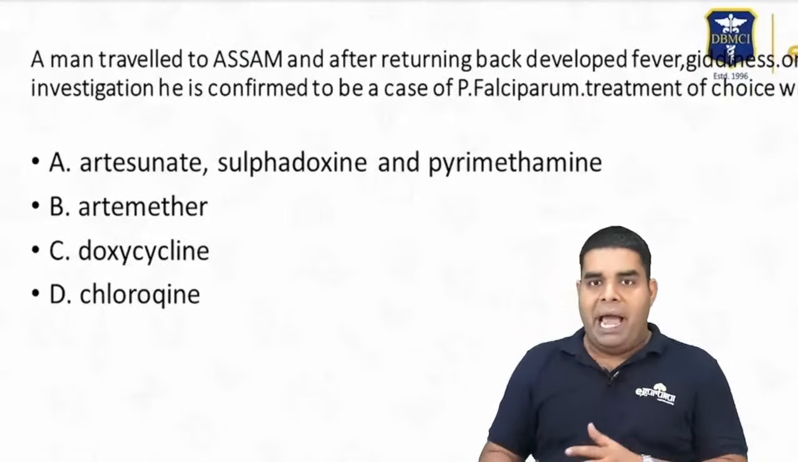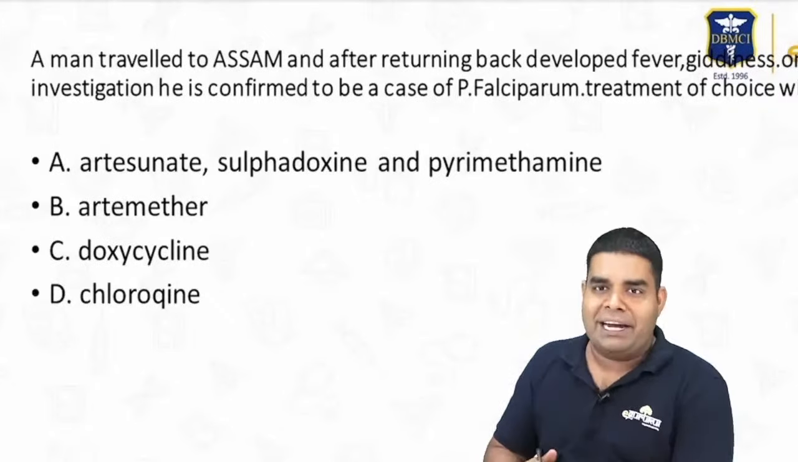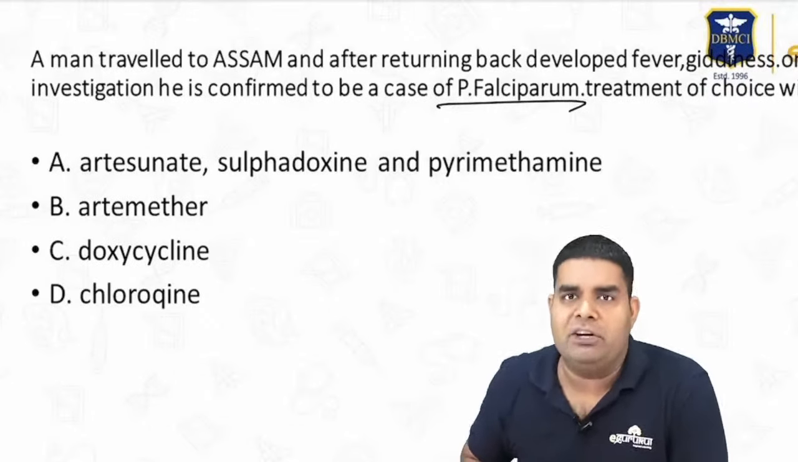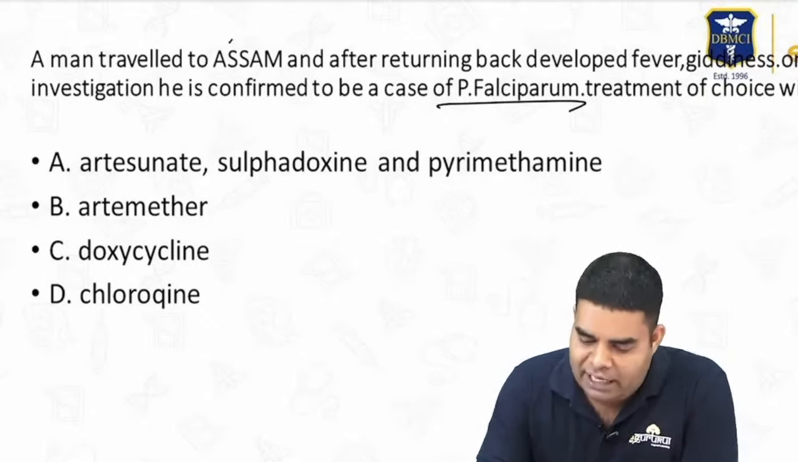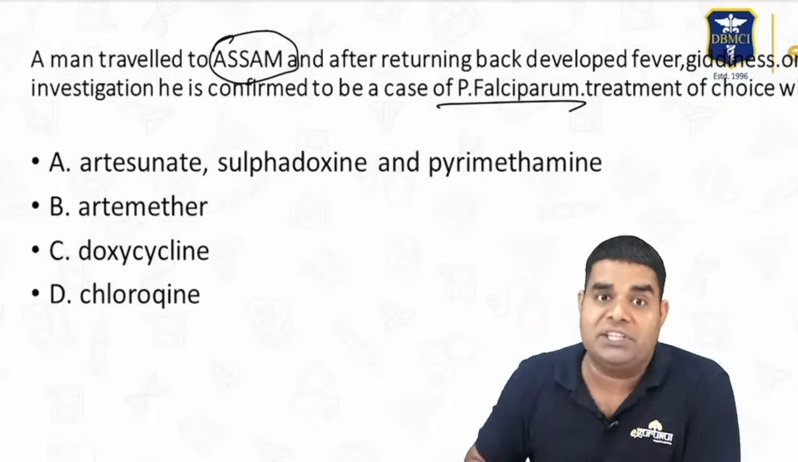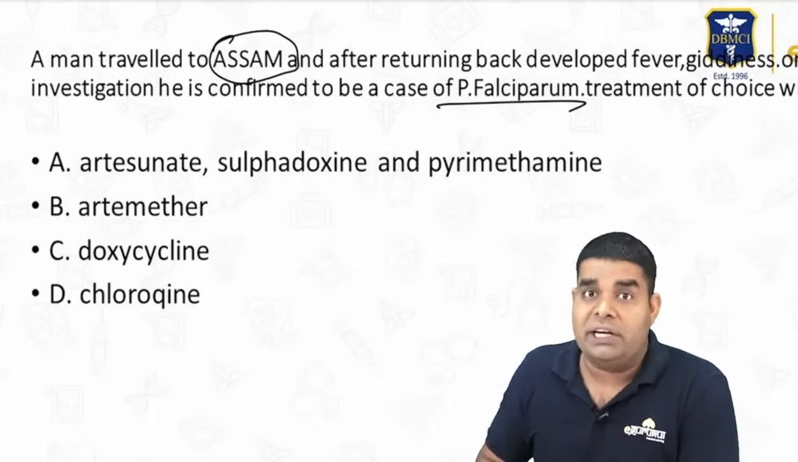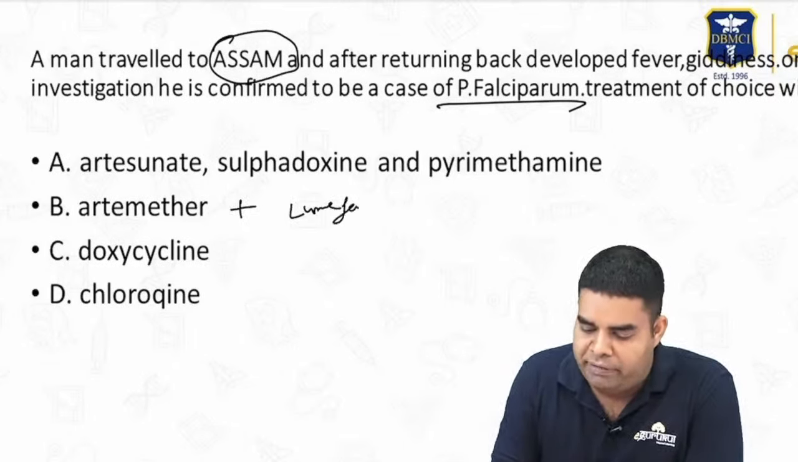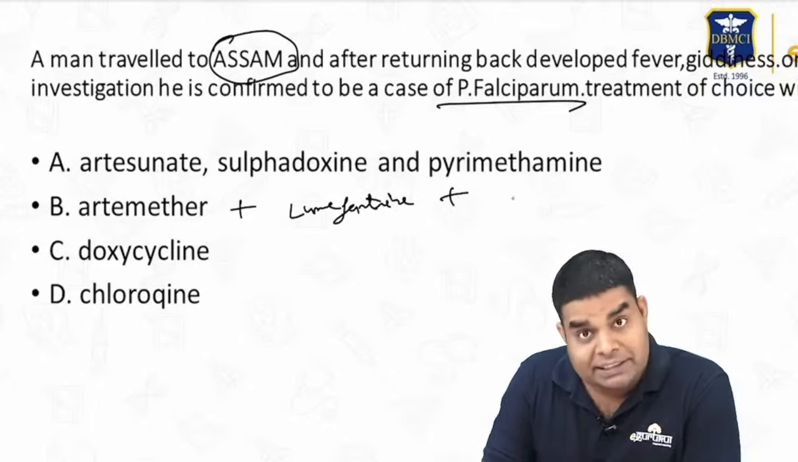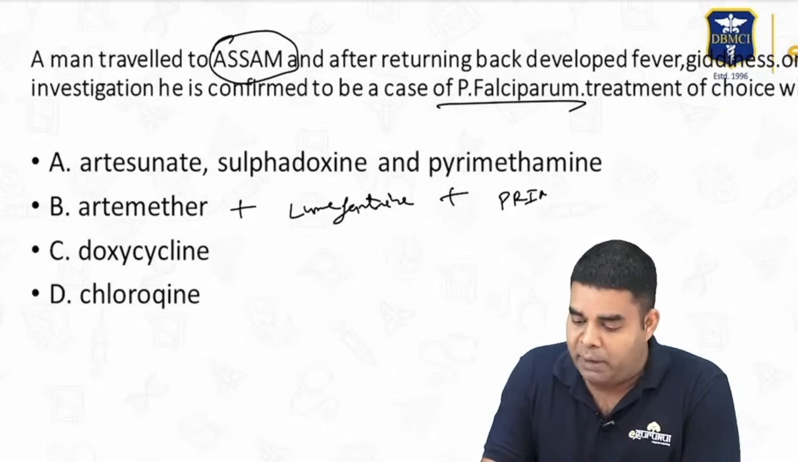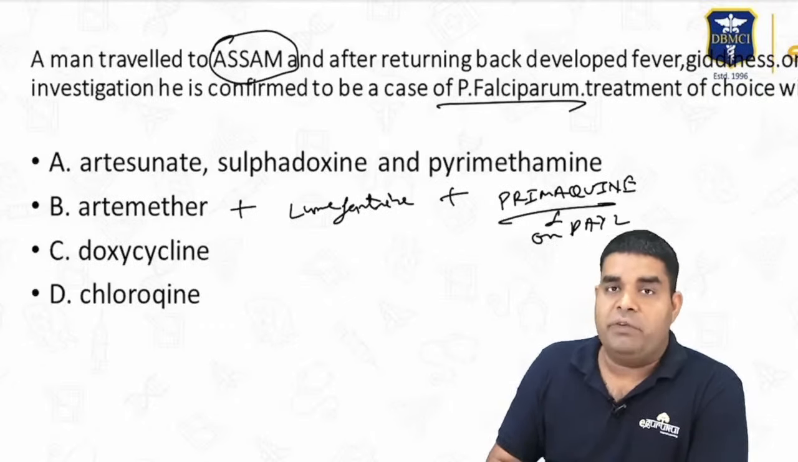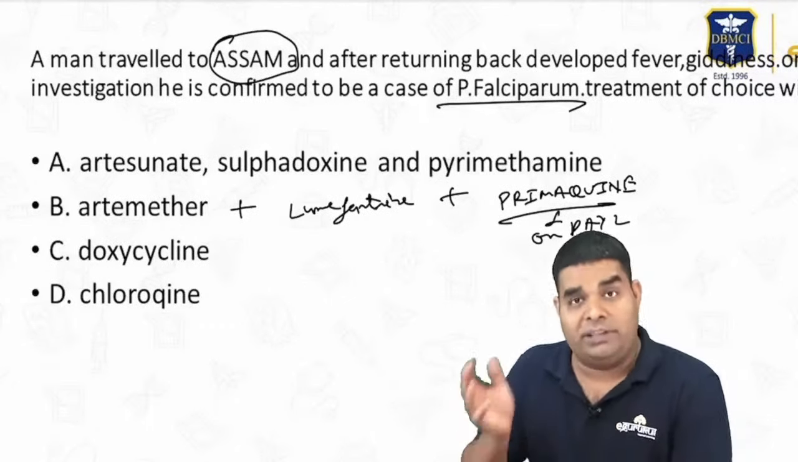Next question is about a man who traveled to Assam and then returned back. He is confirmed to have Plasmodium falciparum. What treatment will you give? If he is in Assam, it means he belongs to a northeastern state, and in northeastern states, artesunate is resistant. So we give artemether plus lumefantrine plus primaquine. But primaquine is given only on day 2. Otherwise, we will give artemether for all the 3 days in northeastern states.